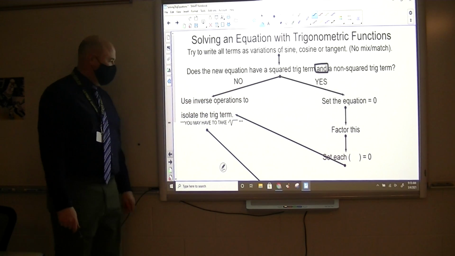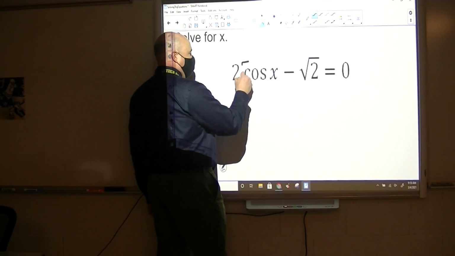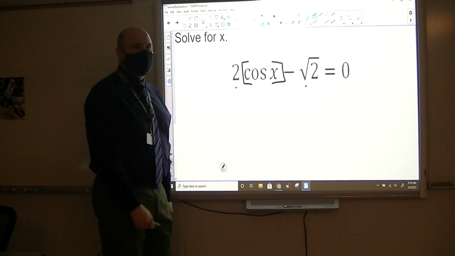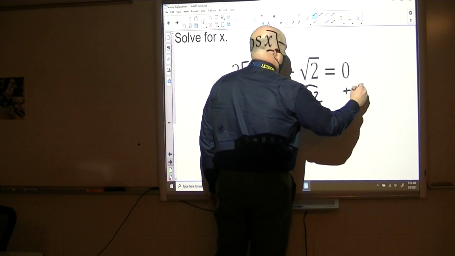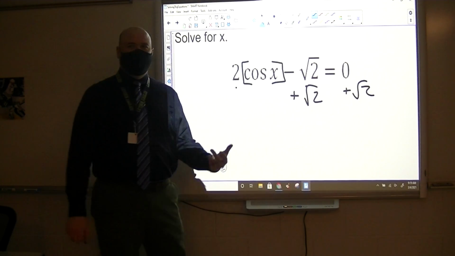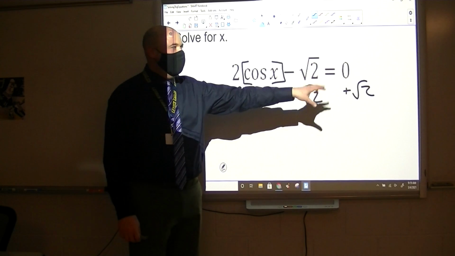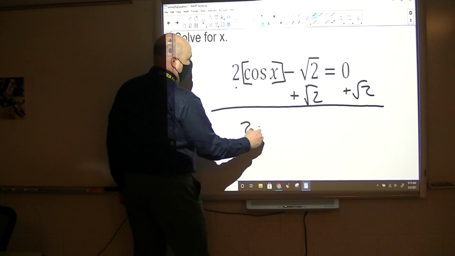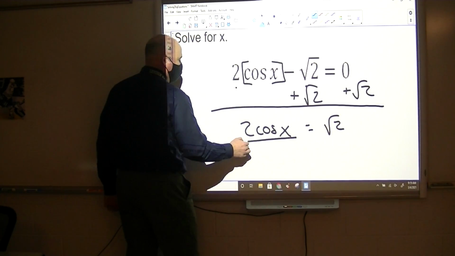Use inverse operations to isolate the trig term. Okay, so isolate this by getting rid of these two values, right? We get rid of that by adding it. Again, don't confuse seeing a radical with having to square it. That's the floating constant, right? I just need to add that to the other side. That's that inverse operation. Then we have 2 cosine x equals radical 2.